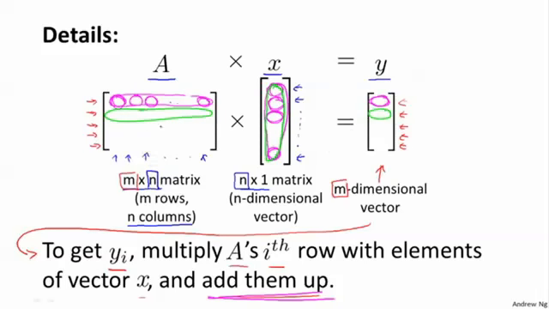And you keep going. Then I'm going to take the third row of A, multiply its elements with the vector x, sum up the results, and then I get the third element, and so on until I get down to the last row, like so. Okay, so that's the procedure. Let's do one more example.